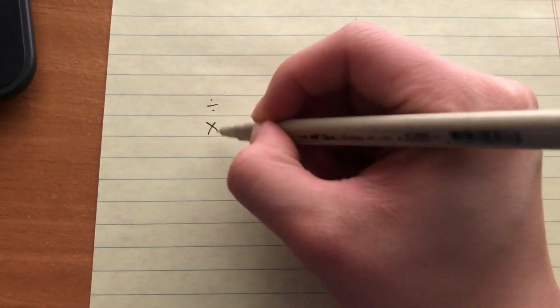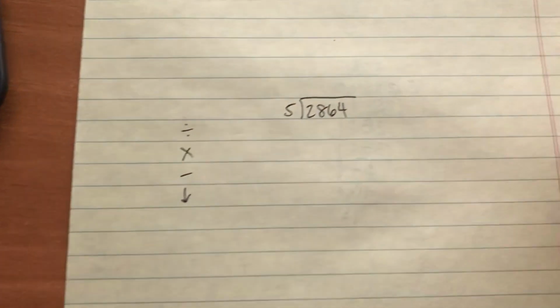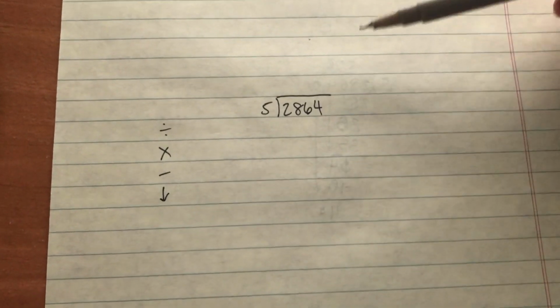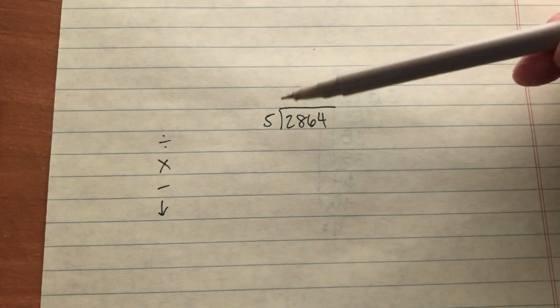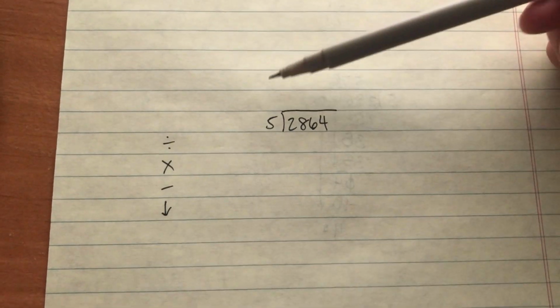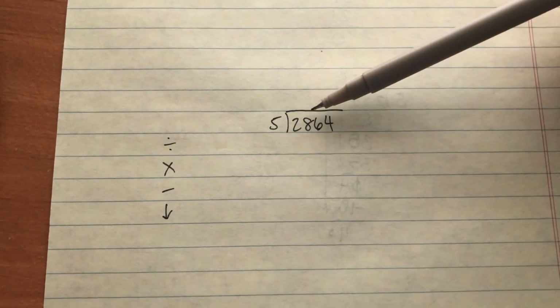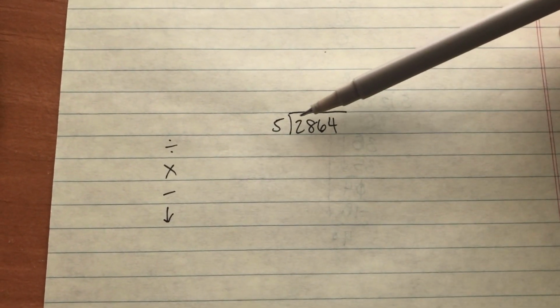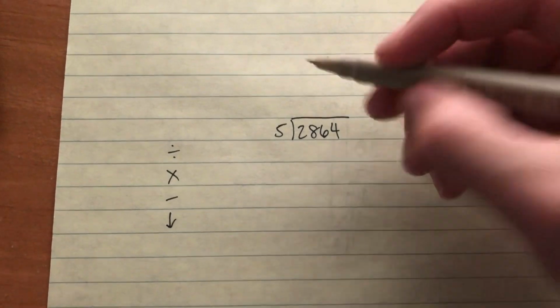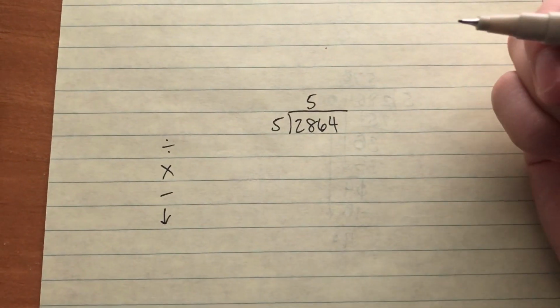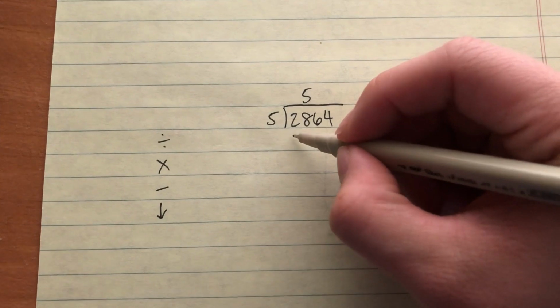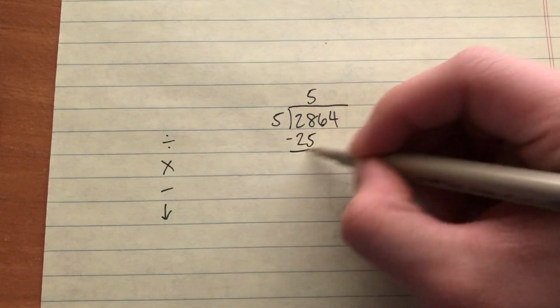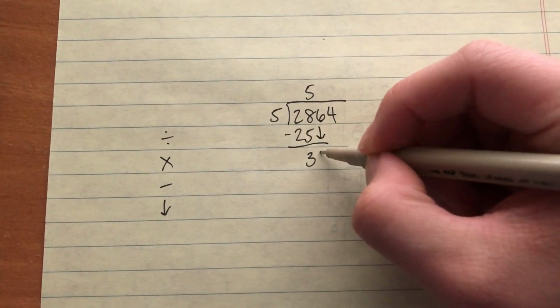Okay, let's write our order. We divide, multiply, subtract, and then bring down. Okay, so how many times can 5 go into 2? Well, 5 can't go into 2, so we're going to look at 28. How many times can 5 go into 28? 5 times. I'm going to multiply. 5 times 5 is 25. I'm going to subtract, and I get 3, and then I'm going to bring down the 6.